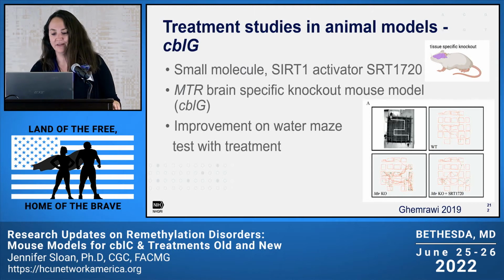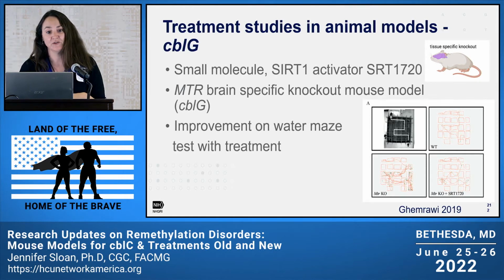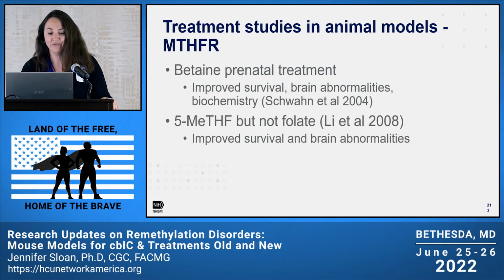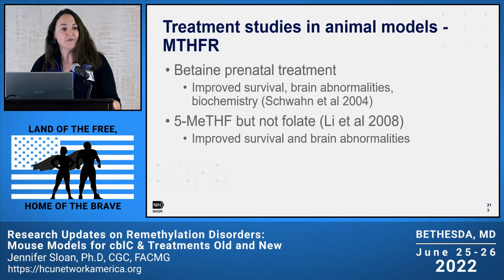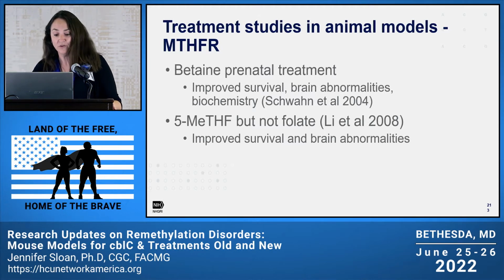This figure is just showing the water maze, and you can see when that mouse was treated with the medicine, the SIRT activator, it improved the behavior of the mouse. This is one thing that could potentially be used for cobalamin G, but it doesn't study all the other aspects of cobalamin G, right? Because the brain is only affected in this mouse. We don't know how that would affect its metabolism or any of the other symptoms. And then for MTHFR, there are a few studies, one treating with betaine and another with methyltetrahydrofolate, that do improve some of the outcomes in that mouse model.